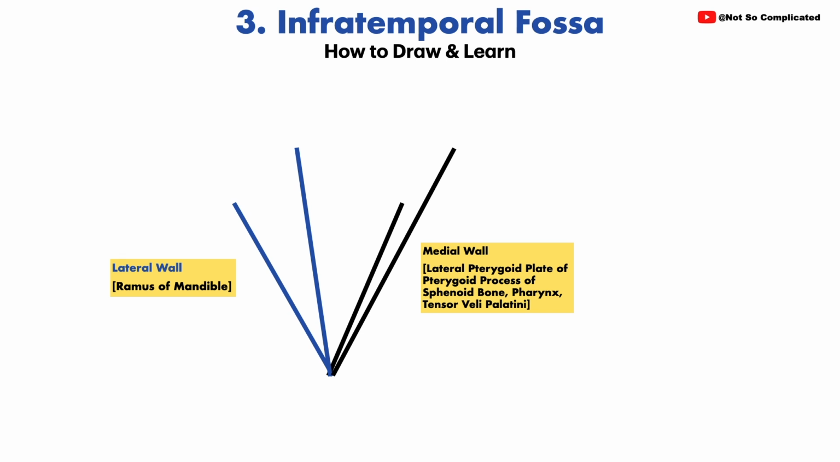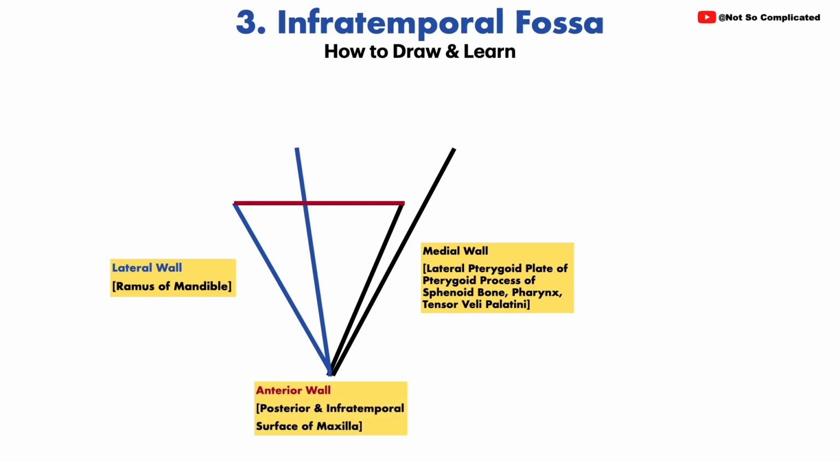If you are facing towards this screen, you can imagine there is laterally the ramus of the mandible, and medially there are medial structures inside us. That inside us is the pharynx obviously, and tensor veli palatini is a muscle, and then the lateral pterygoid plate, that is also an inside structure of the sphenoid bone. That is how you can imagine it.